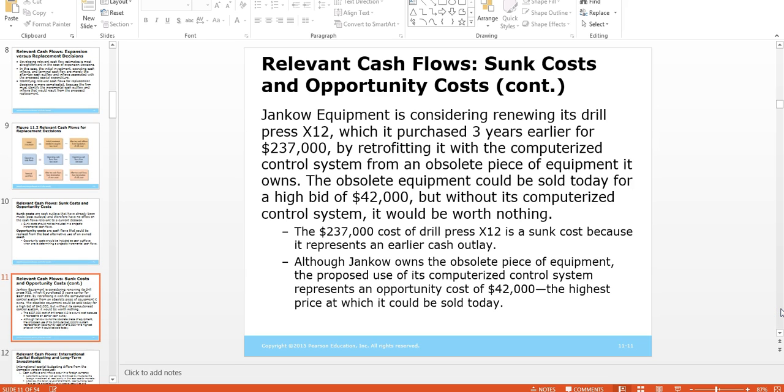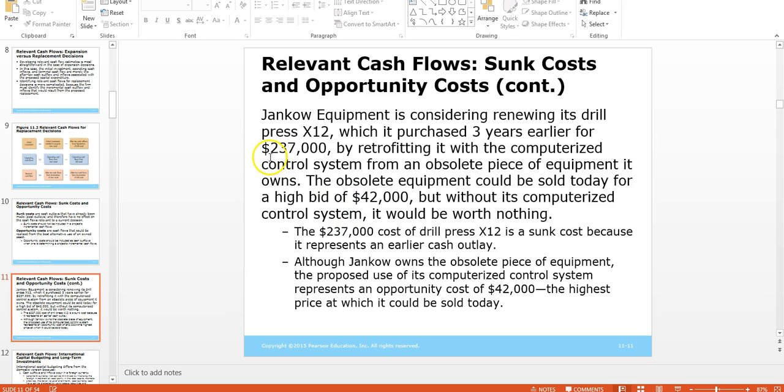All right, so here's a quick example. I'm on slide 11 now, I guess. Janko Equipment is going to renew its drill press, the X12, which it purchased 3 years earlier, and this is what it cost to purchase. And they're determining whether to retrofit it with the computerized control system and take it off this obsolete piece of equipment. So the obsolete equipment could be sold today for $42,000. But without its computerized control system, it would be worth nothing. Okay, so if you take that off, it's scrap.